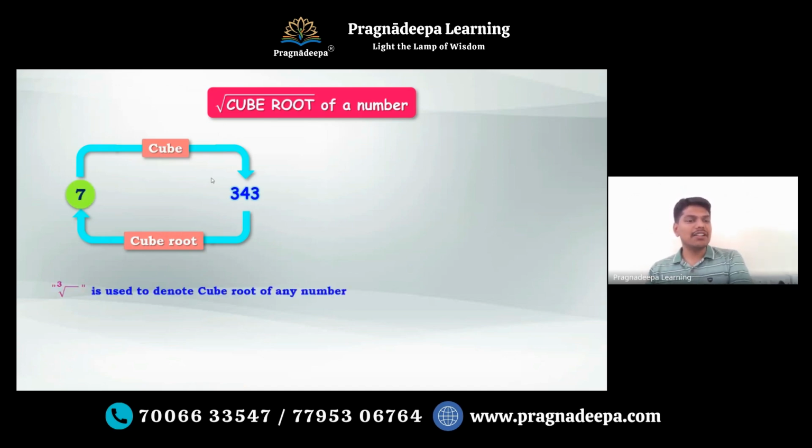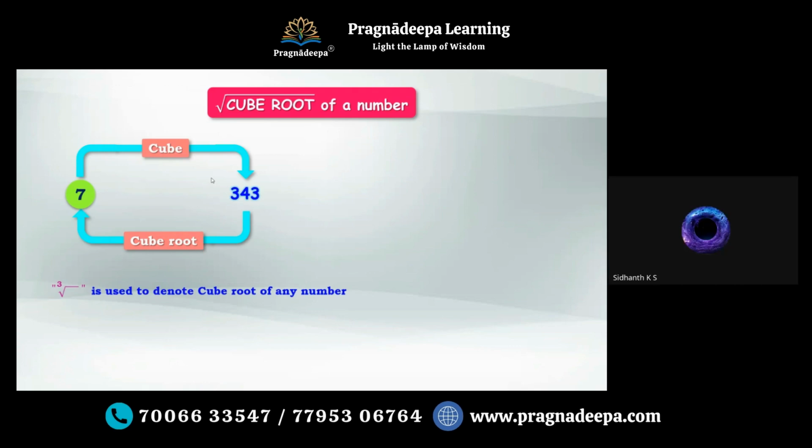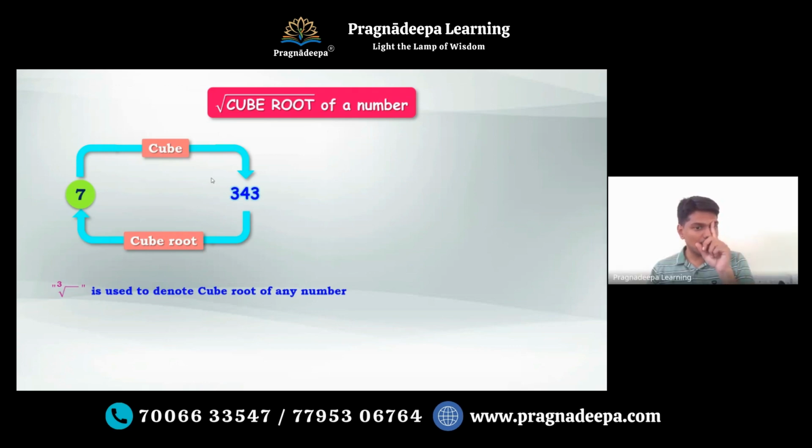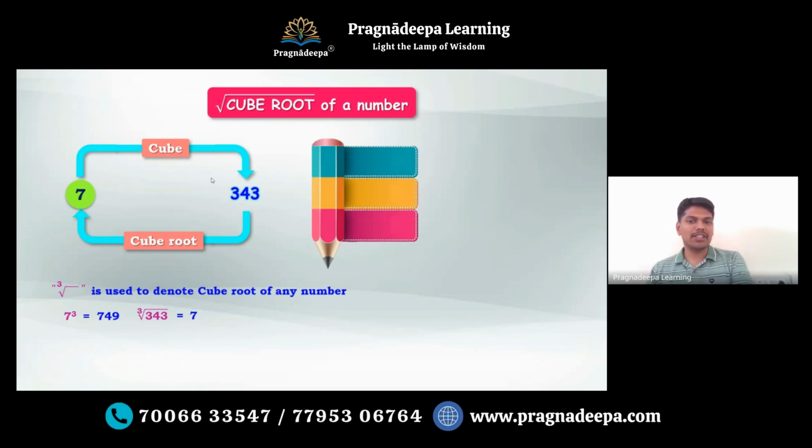And what is the symbol that we write? We use the cube root symbol like this. For square root, we don't mention the number 2, correct? Yes, sir. For 2, we will not mention, but for cube root, you should always write the number 3. So 7 cube is 343.